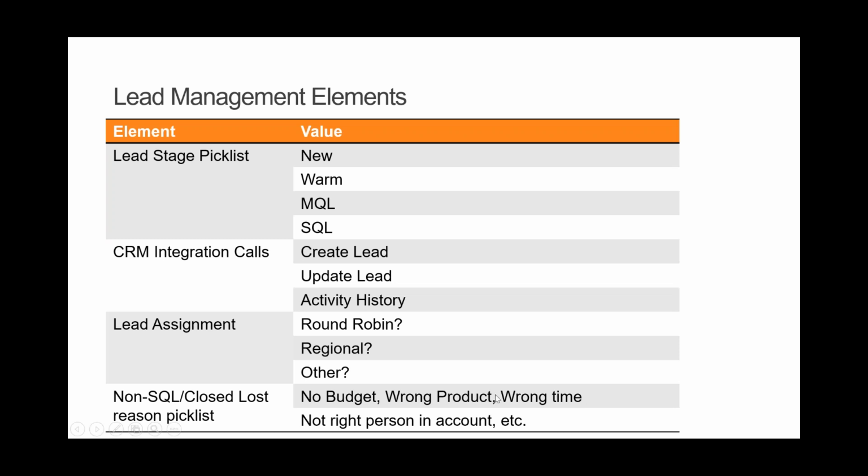And I've just got some examples of values here, like no budget, wrong product, wrong time, not the right person at the account, just any sort of common reasons why an MQL would not become an SQL. We want to know that so we can recycle them back into the proper nurture campaigns. We can pivot our messaging, especially if it's the wrong product. Perhaps the salesperson mentioned what the right product is.